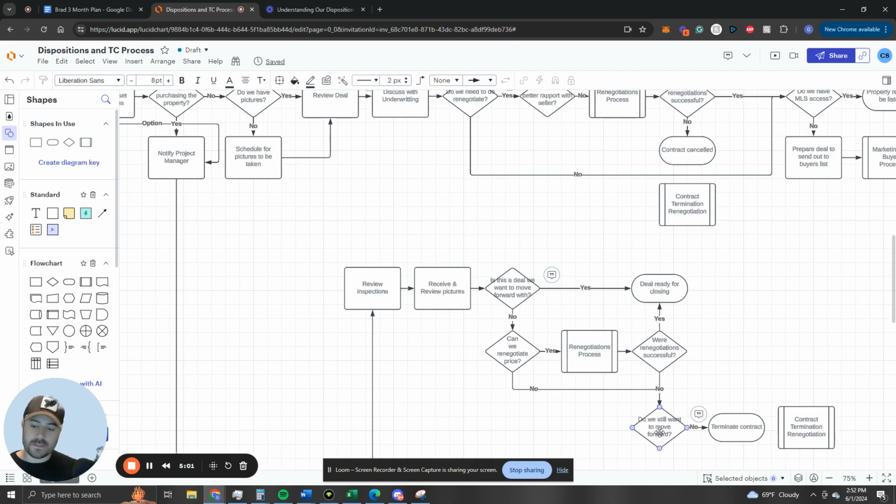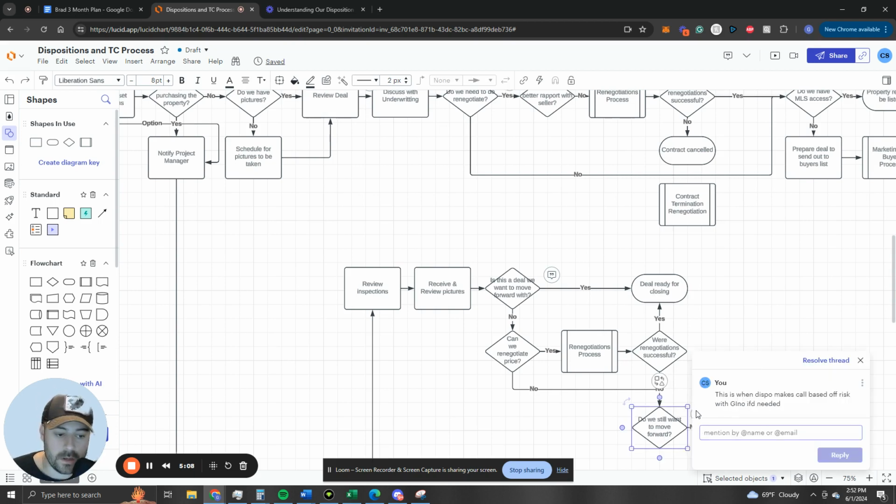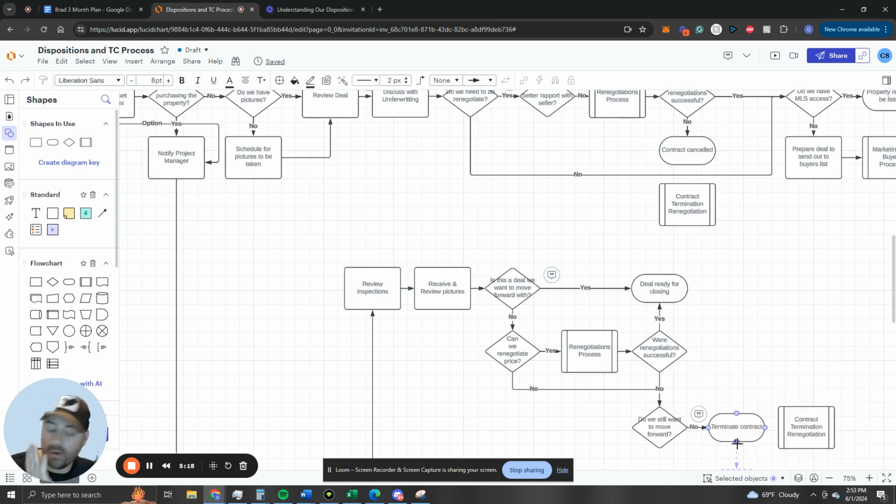That's a decision based on the Dispo rep and more than likely the Dispo director on whether they're going to go forward with this deal based on the projected profit. The Dispo needs to make a call based off risk, with Gino if needed. Right now, that's me as the Dispo director, if it's needed. If it's no, we don't want to move forward, we terminate the contract and go to the contract termination process.